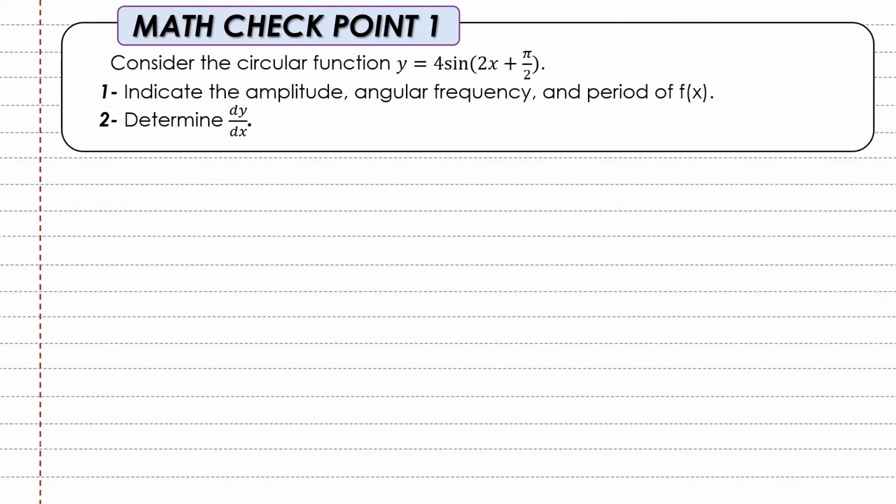Right now, to make sure that you got this point, solve this application, math checkpoint 1, in which you are given a circular function y equals 4 sine (2x plus pi over 2). Indicate the amplitude, the angular frequency, and the period or periodicity of f of x. Then determine dy by dx, or simply y prime. As we always say, at the end, we're going to post a video in which we have solutions of all these applications, and in this case, of all these checkpoints.